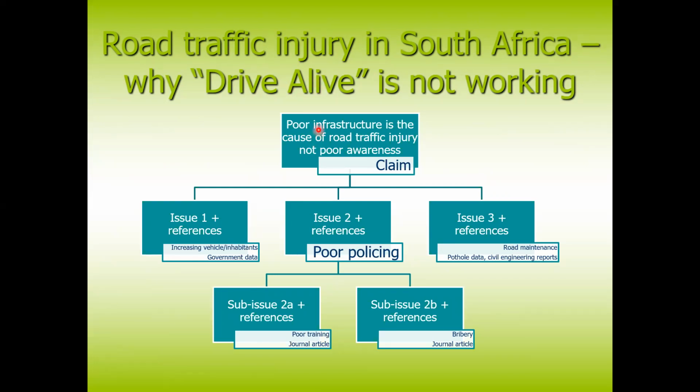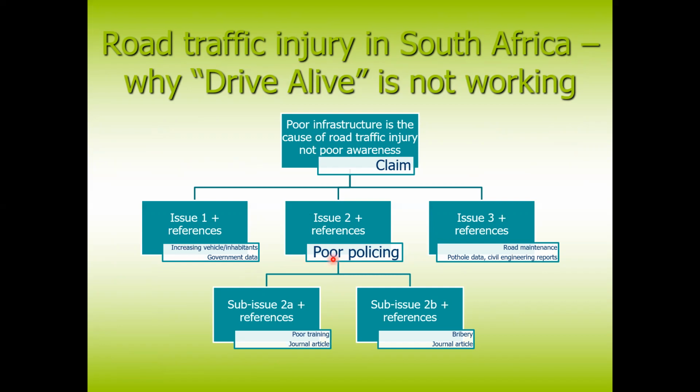So my claim here is that poor infrastructure is the cause of road traffic injury, not the poor awareness which Drive Alive is promoting. And I've got 3 issues. Of course, I can put in many, many more issues, but I'm just going to put in 3. Our first issue is about the increasing vehicles which are on the road. We've got far more vehicles per inhabitant than we used to have, and there's government data to support that. So there's a higher concentration of vehicles on the roads.